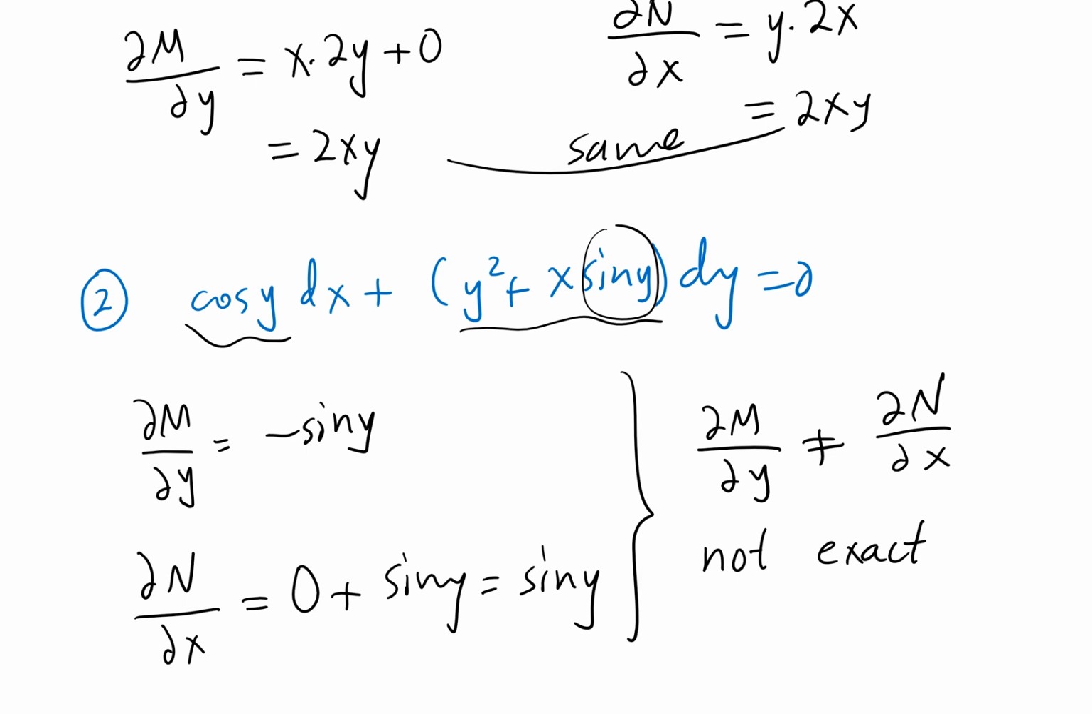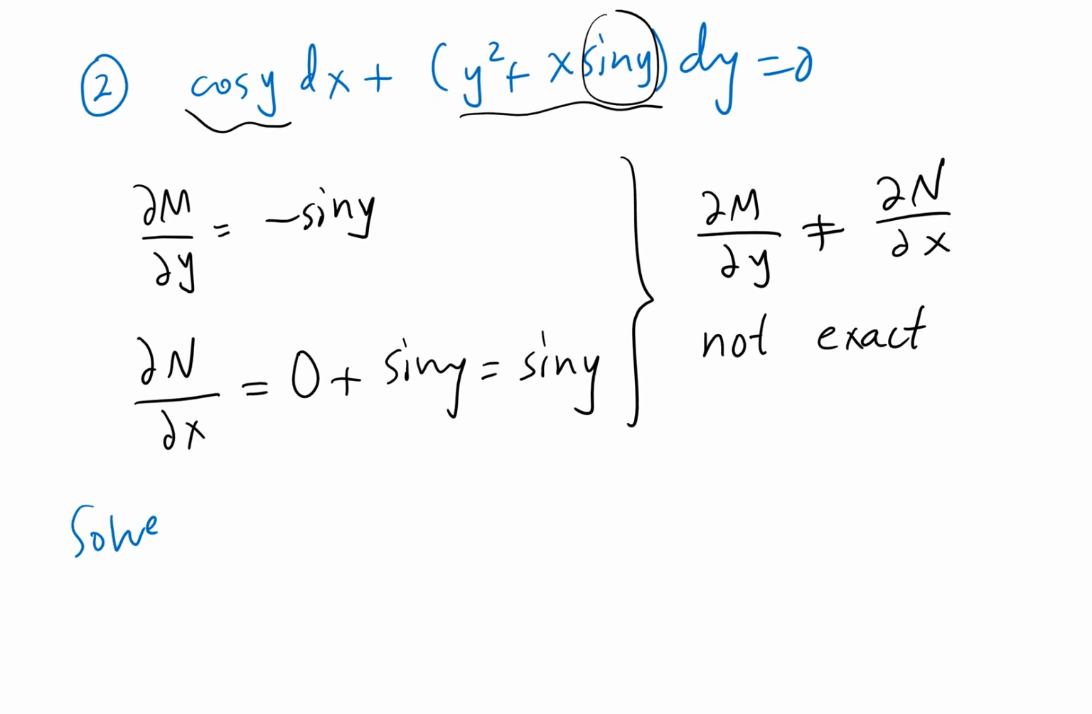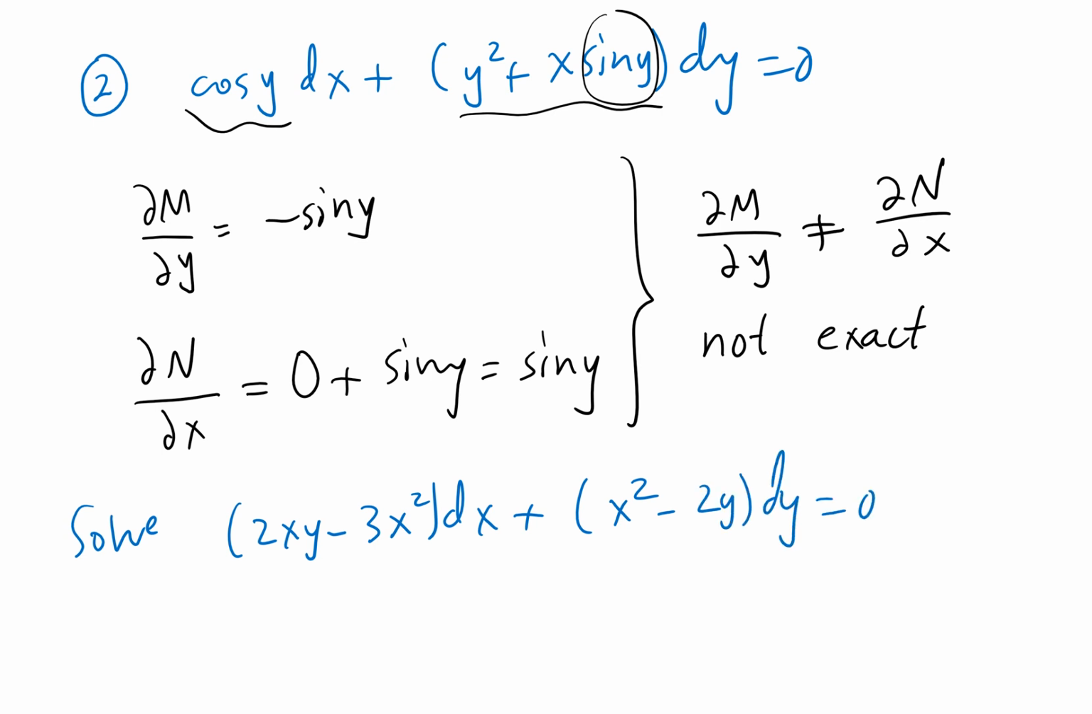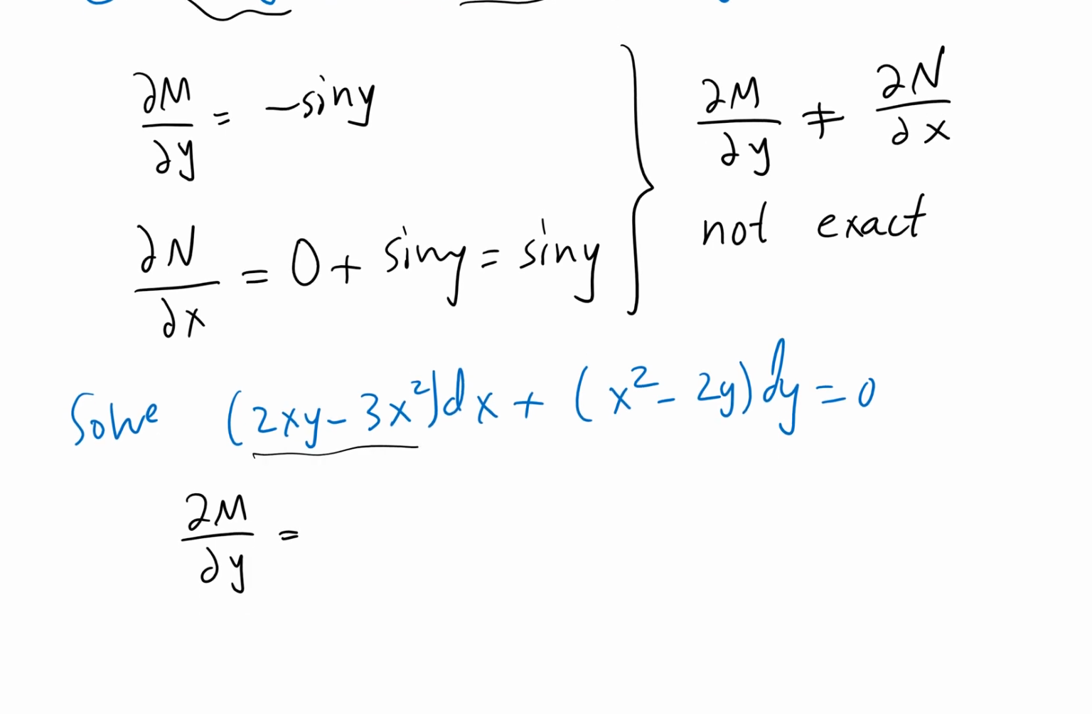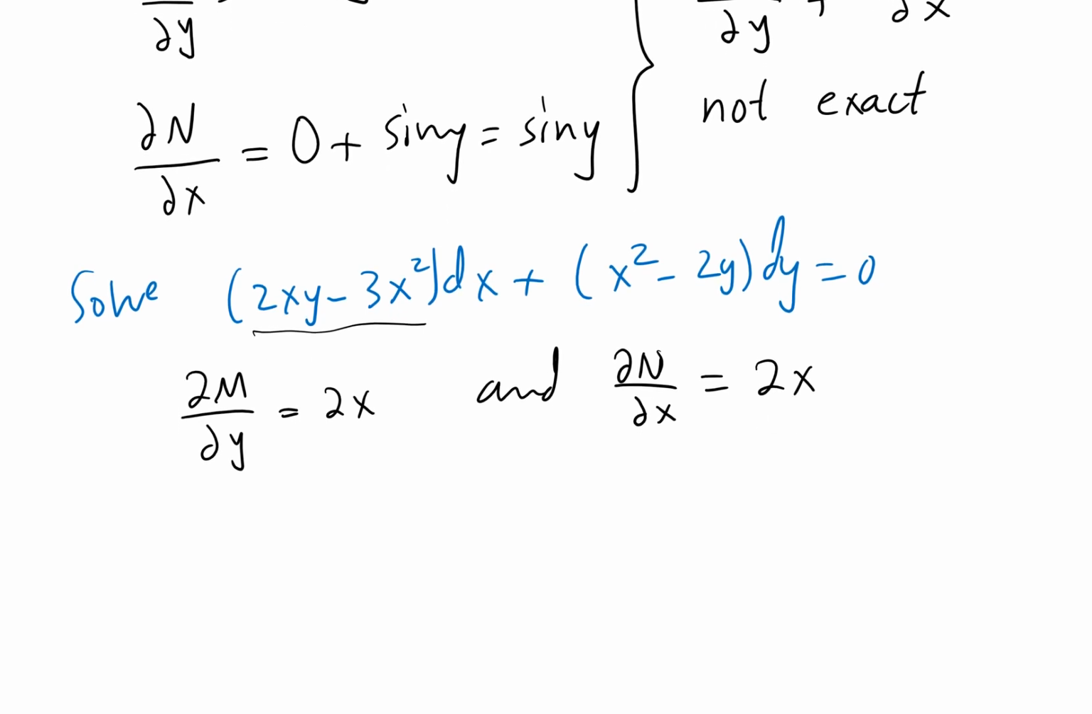Now, how do we solve, let's say, 2xy minus 3x squared dx? This is not separable. You can't separate this. So the first thing I'm going to do is check if this is exact or not. So we find partial M, partial y, which is the derivative of this with respect to y, 2x minus 0, and partial N, partial x, which is 2x minus 0. So these two are the same, so it's exact.